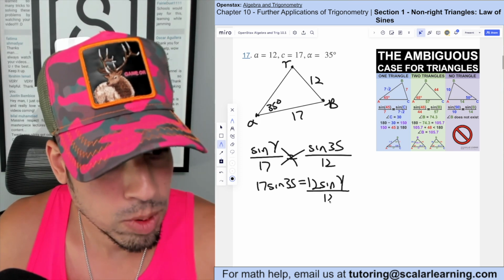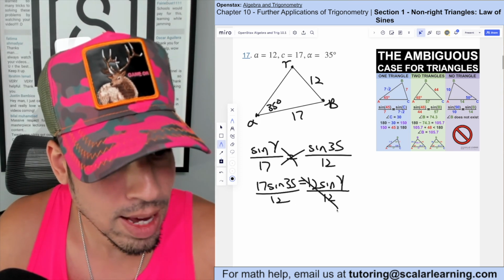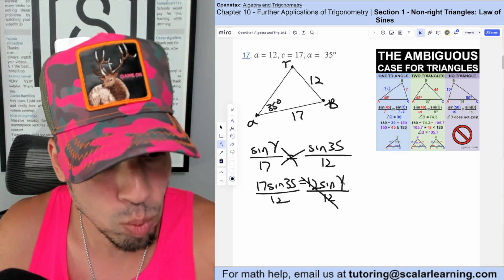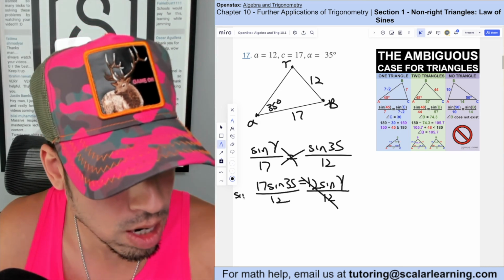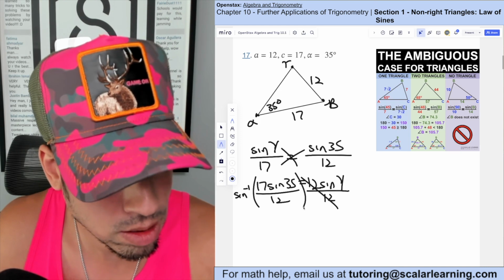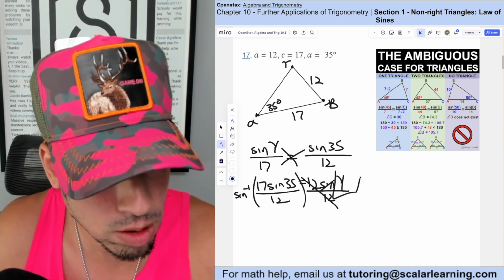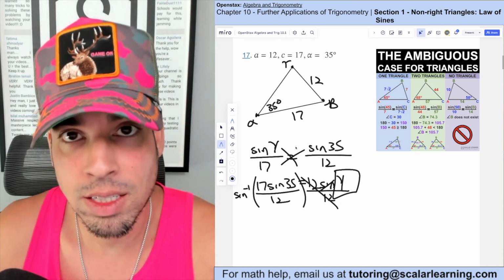Then we're going to divide both sides by 12. And then the last step to isolate gamma is to get rid of that sine. The way we do that is we take arc sine of both sides. That's going to basically get rid of the sine, and then we're going to be solving for gamma. Let's plug that into Desmos now.